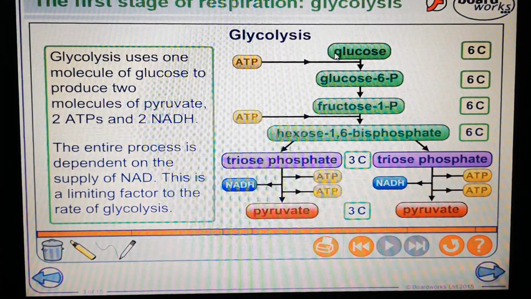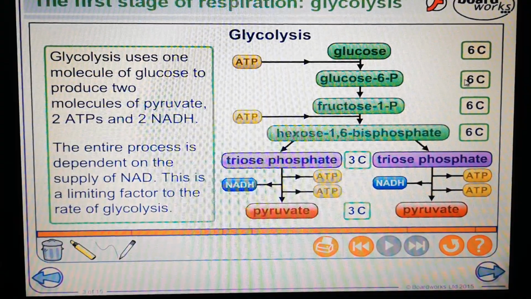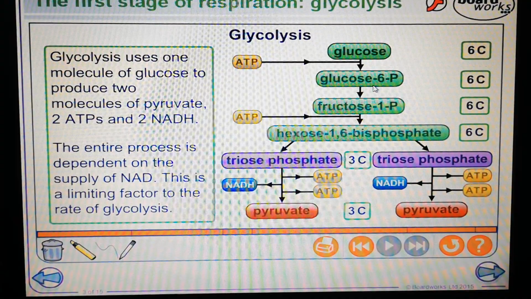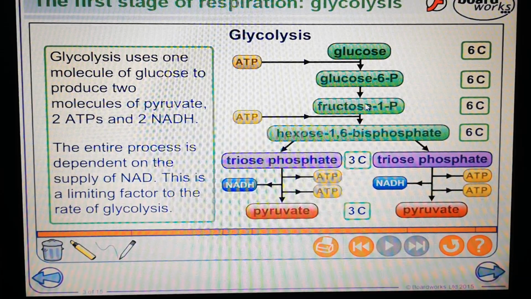We start off with glucose, which is a 6-carbon structure. It's going to undergo substrate level phosphorylation, and it's going to get converted into glucose phosphate because it's picked up an extra phosphate. You'll notice that it hasn't lost a carbon, so it's still a 6-carbon structure. That glucose phosphate will then get turned into fructose phosphate, and then substrate level phosphorylation will take place a second time, converting that fructose phosphate into hexose bisphosphate.